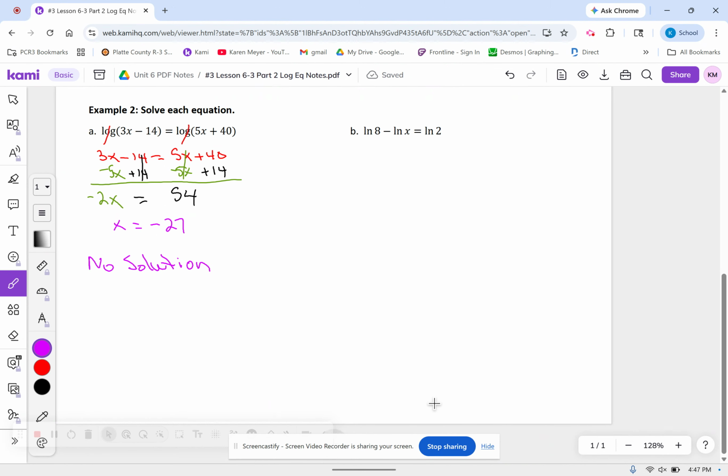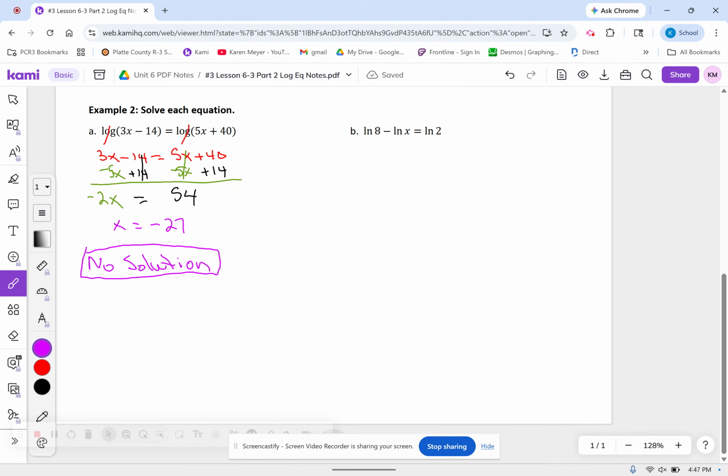So no solution. So remember, if your problem originally starts with a log or ln in it and you get a negative number, you must go back and check it. Sometimes it may work. I'm not going to say that it always fails. Just depends on what the numbers are up here in the equations. It may or it may not work, but it is required that you check it. If it's a positive number, you don't have to check it because it should work.